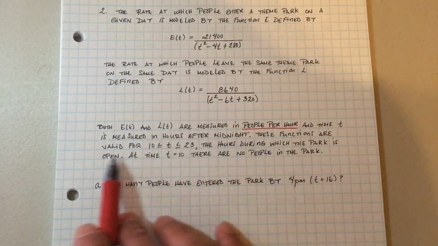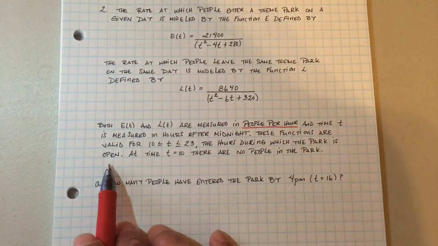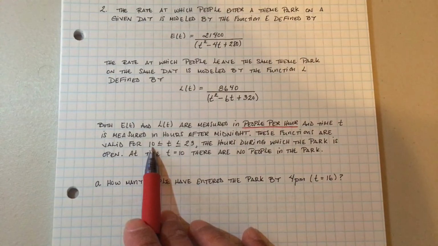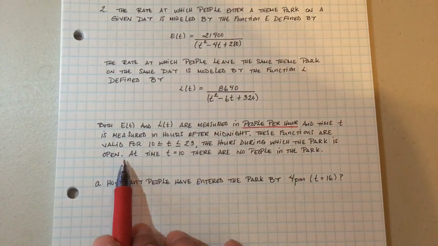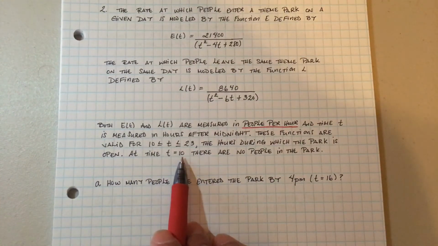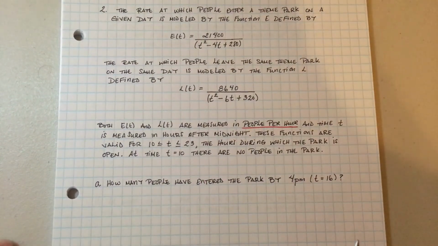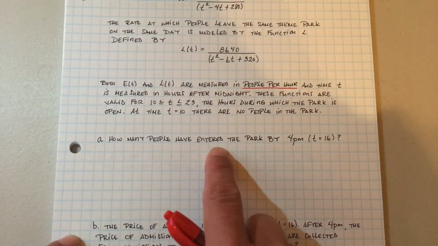These functions are valid between 10 and 23 hours during which the park is open. So if this is hours after midnight, this is 10 a.m. to 11 p.m. At time t equals 10 in the morning, there are no people in the park. Cool.